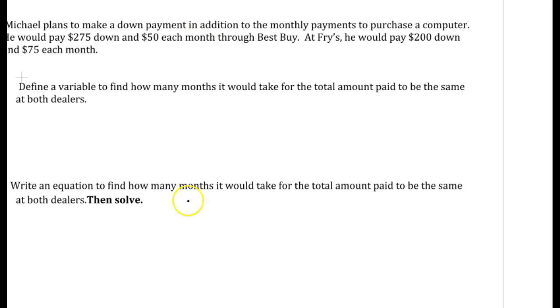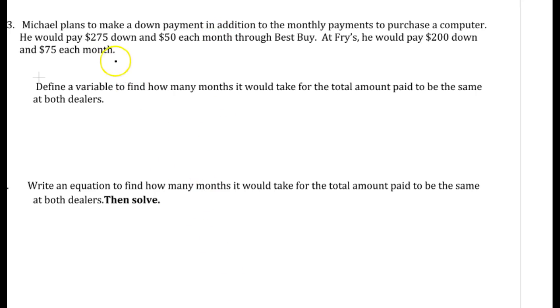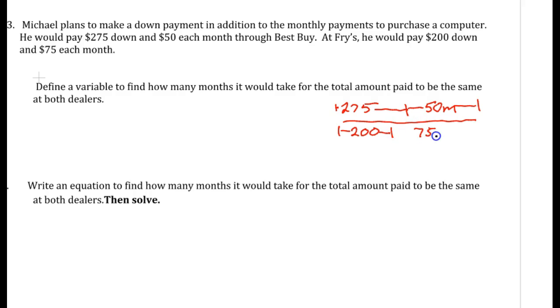Okay. Michael's making a down payment to purchase a computer. He could pay $275 down and $50 a month, or $200 down and then $75 a month. So two options. We have the one-time $275 down, and then $50 per month. We also have a little less down, $200 down, but then you're paying more per month, $75.